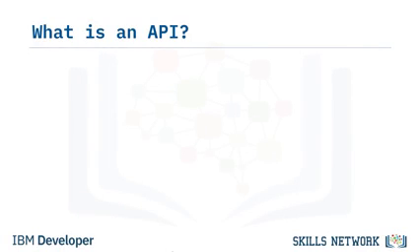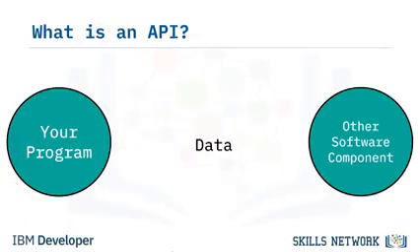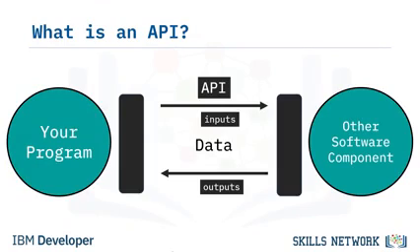An API lets two pieces of software talk to each other. For example, you have your program, you have some data, and you have other software components. You use the API to communicate with other software via inputs and outputs. Just like a function, you don't have to know how the API works, just its inputs and outputs.